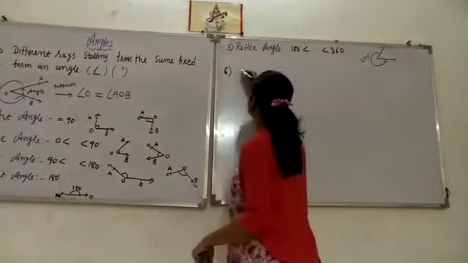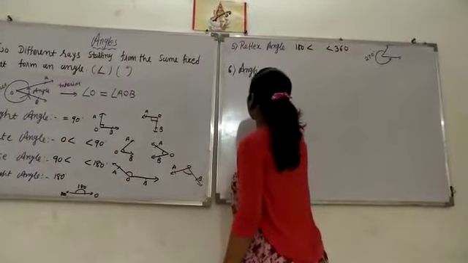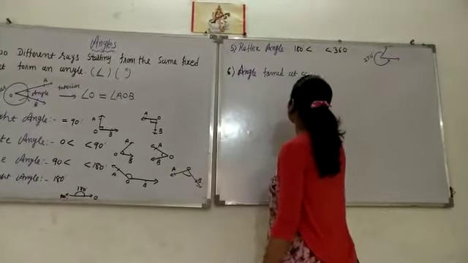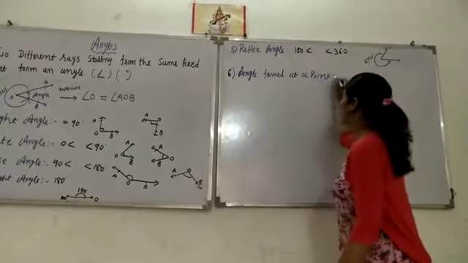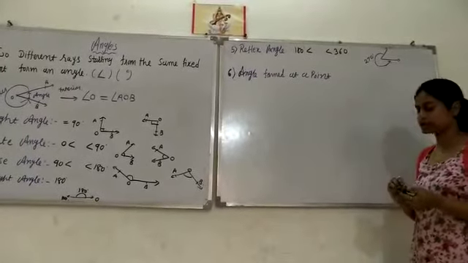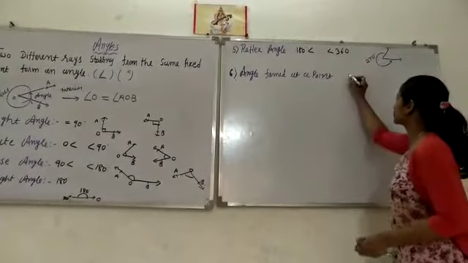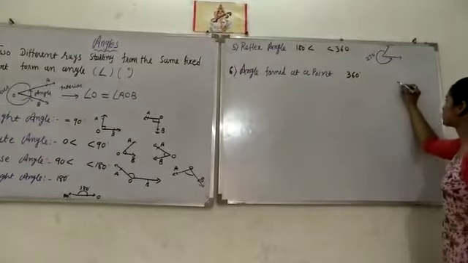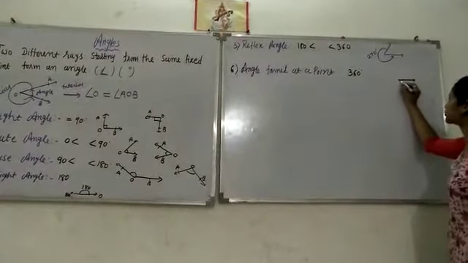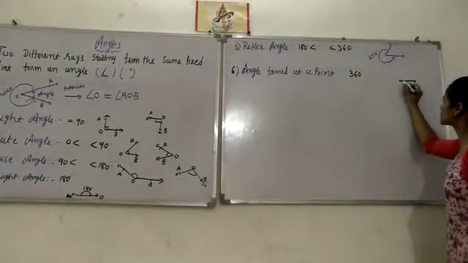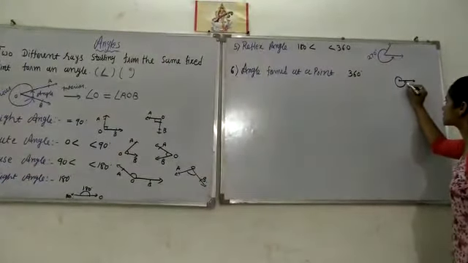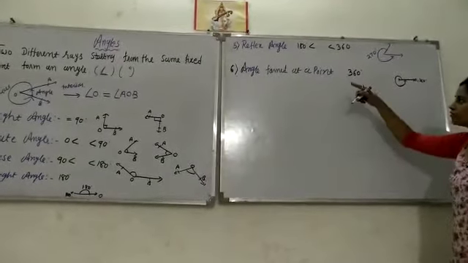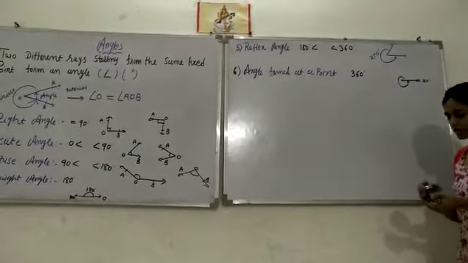Now the angle formed at a point. The angle formed at a point is 360 degrees. How? Suppose this is a point and you want to measure the angle of this point. Starting from here and ending here, so 0 to 360 degrees. That's why the angle formed at a point is 360 degrees.